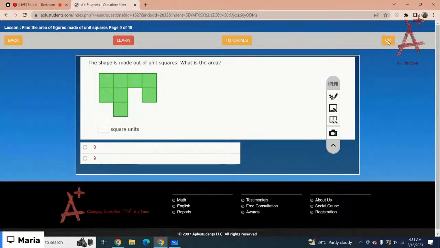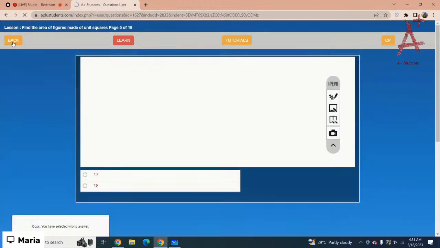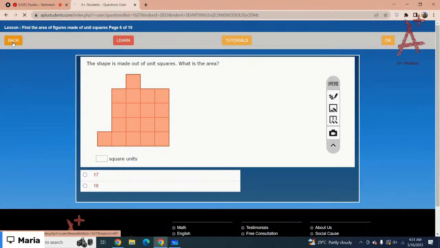Okay, the shape is made out of unit squares. What is the area? That would be it. Okay, you can complete the test by yourself later today. Let me just move on to the next lesson.